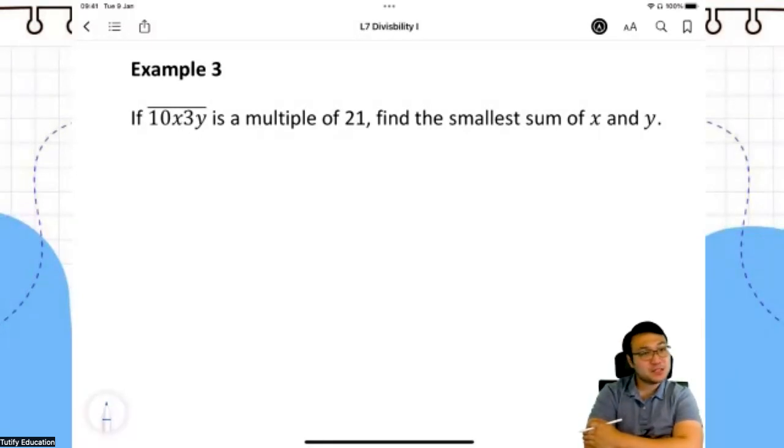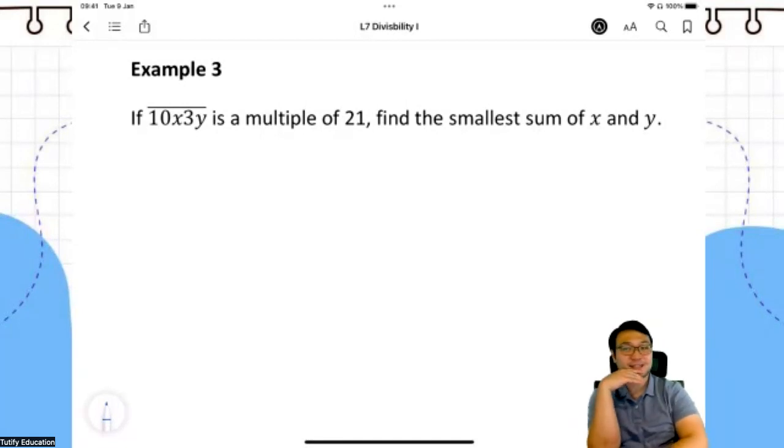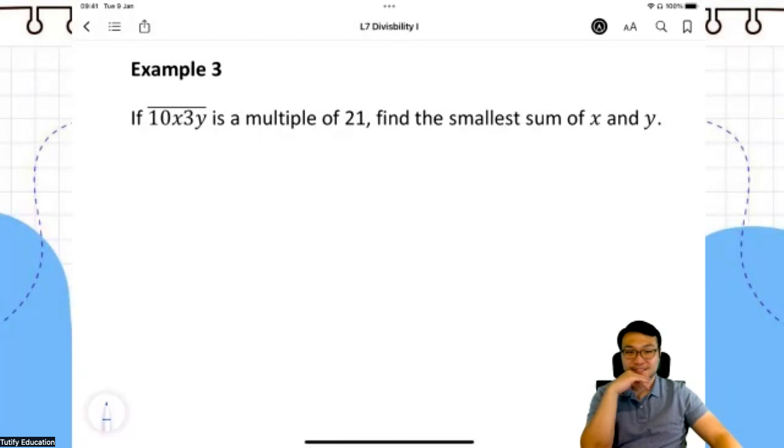There's no divisibility rule of 21. How am I going to tell whether this number is divisible by 21? Anyone want to guess? Raise your hand. Nobody? Aiden, what can we do? 21 is divisible by 7 and 3. Correct, Aiden. Very good. Well done.